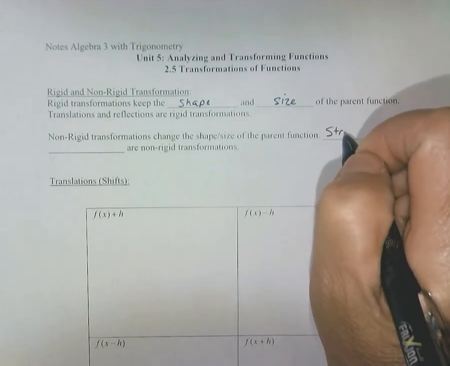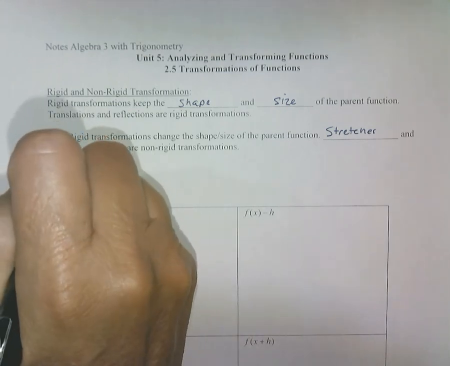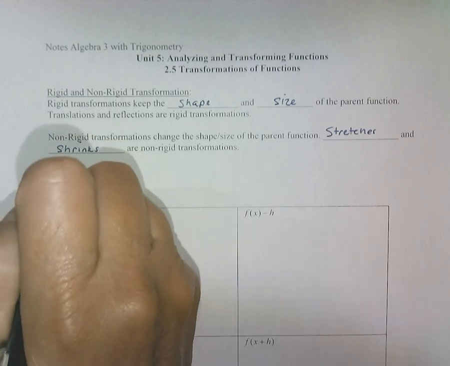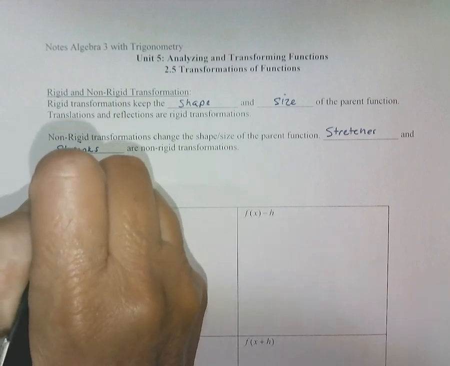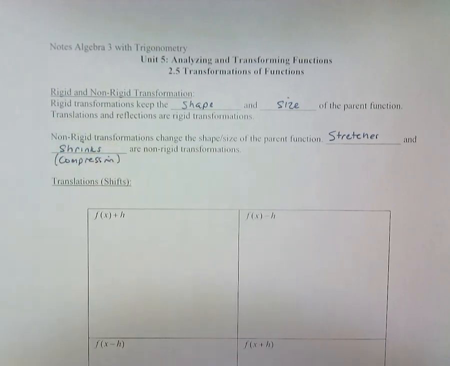Stretches and shrinks are non-rigid transformations. Sometimes the word compression is used instead of shrinks. In Algebra 2, the SOLs expected you to use the word compression. When we're talking about translations, we're just going to shift the function. So we can shift the function either up, down, left, or right.